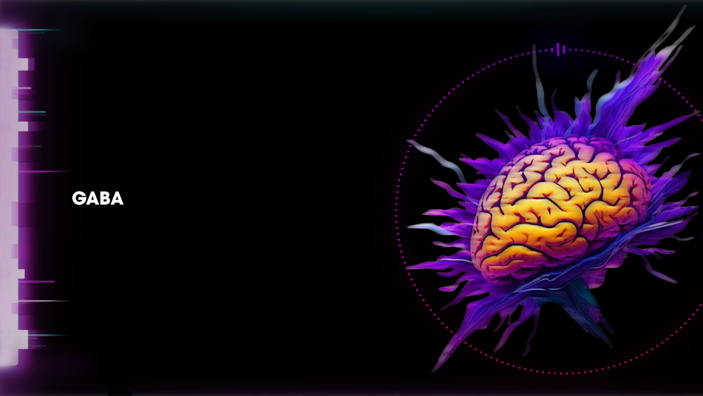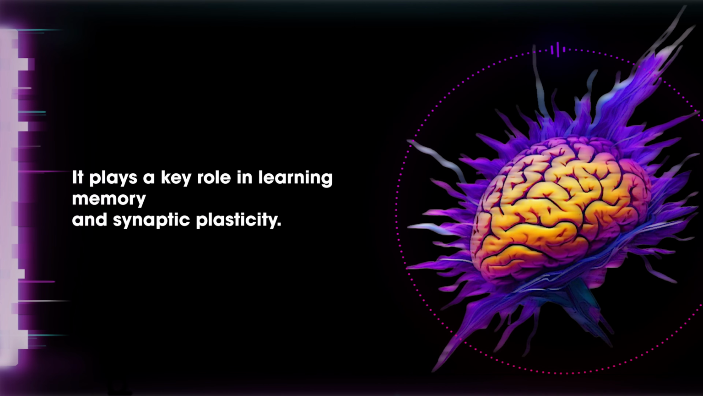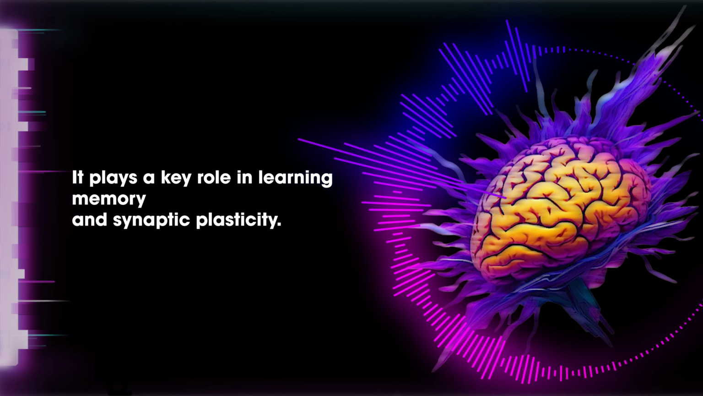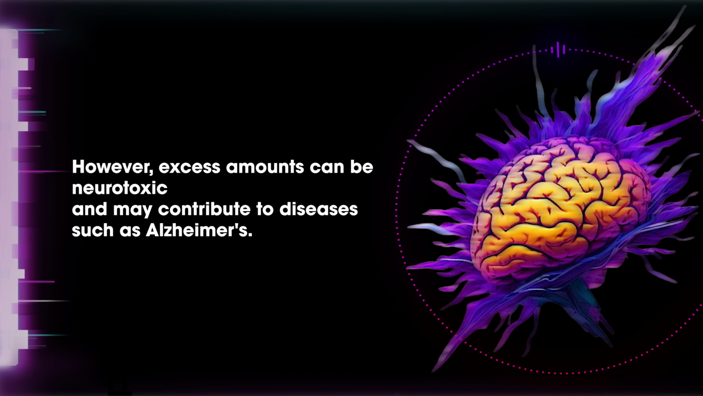GABA. The primary excitatory neurotransmitter in the brain. It plays a key role in learning, memory, and synaptic plasticity. However, excess amounts can be neurotoxic and may contribute to diseases such as Alzheimer's.